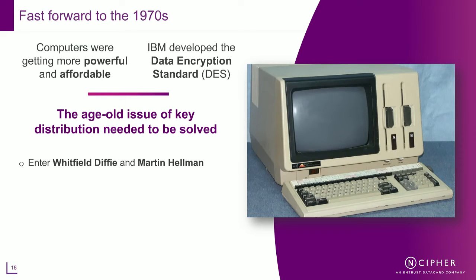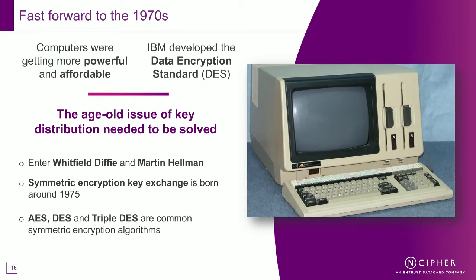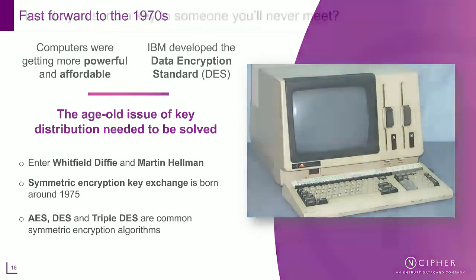So the two people that did come up with the solution were Whitfield Diffie and Martin Hellman. Many people know them as the Diffie-Hellman key exchange. And this was when symmetric key encryption key exchange was developed, around 1975. And AES, DES, and triple DES are the common encryption algorithms for symmetric encryption.